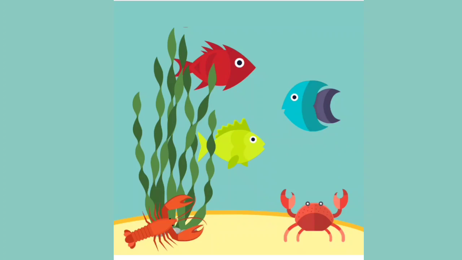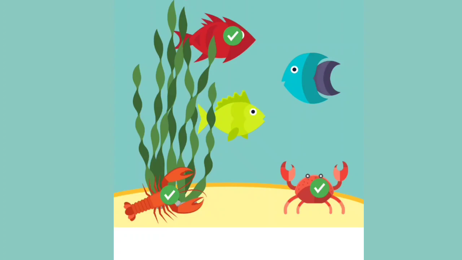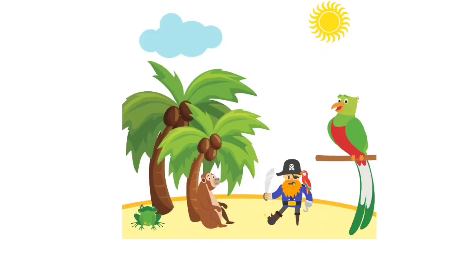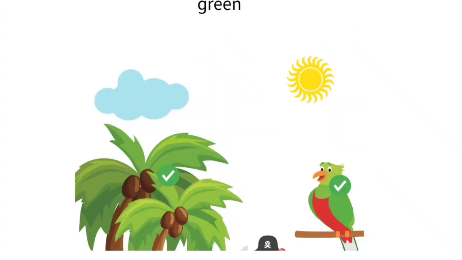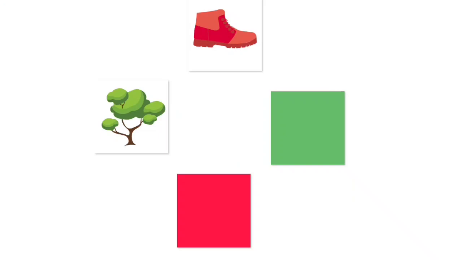Dear students, what we have to do? Click on everything that is red. Red fish, red crab, and red lobster. Now what we have to do? Click on everything that is green. What is green? The parrot is green. Green tree. Green frog.